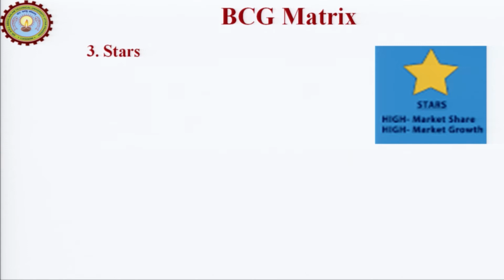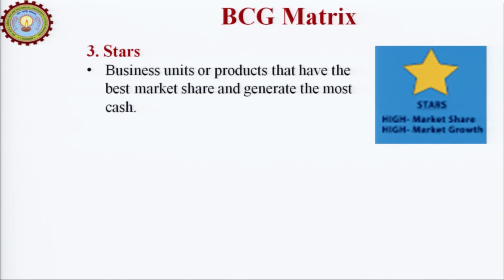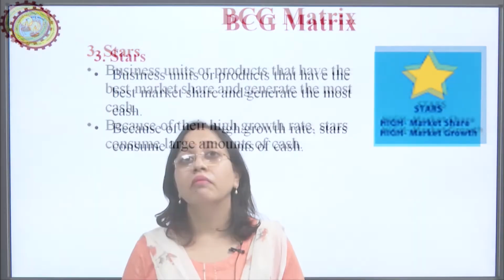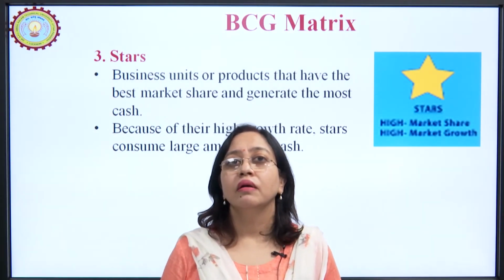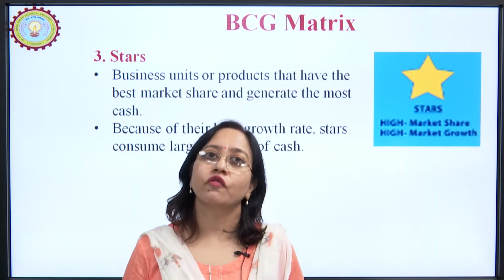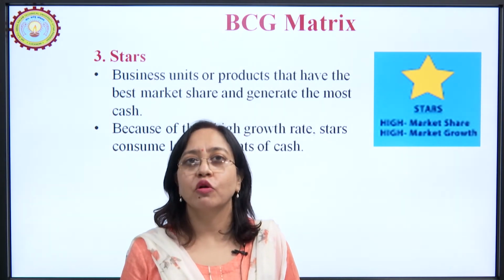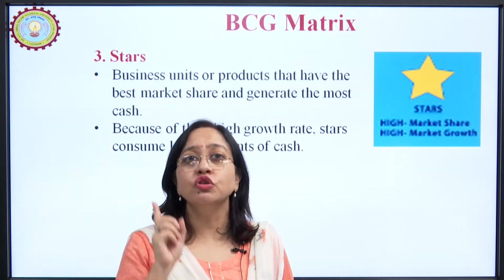The third is stars, and you can see that stars are businesses with high market share and high market growth. Now, these are businesses or business units or products that have the best market share and generate the most cash, right. So, they are generating the maximum amount of cash, but then why do we call the other businesses cash cows, which we discussed earlier than this? The reason is that they consume also a large amount of cash. Stars consume a large amount of cash. In cash cows, they were not consuming cash.